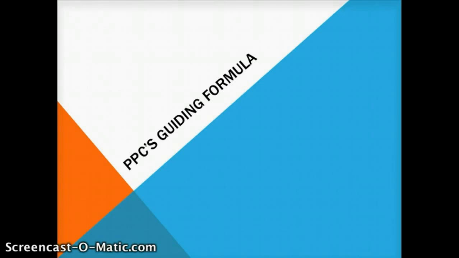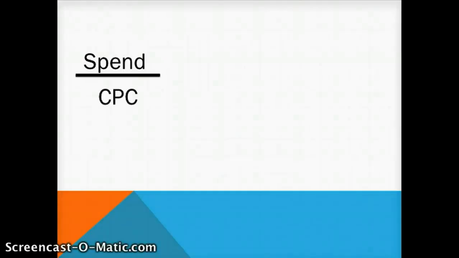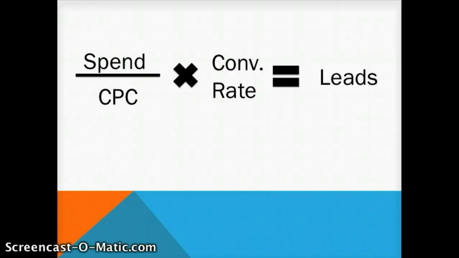Today we're going to be talking about PPC's guiding formula. It's pretty simple, but I think it's pretty important to make sure that you're doing the right things in your accounts. So what is the formula? I wish we had drum rolls, but I don't think that our video blog technology is that advanced, so this long-winded explanation will have to suffice. I apologize. So it's spend divided by cost per click times conversion rate equals leads. We also would put applause here right now because this thing is amazing.